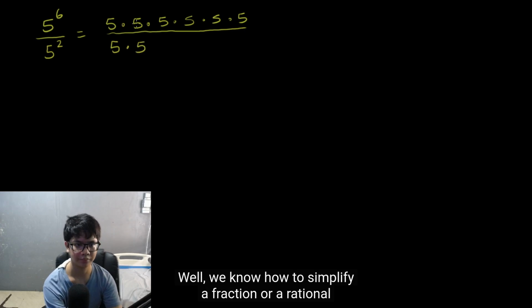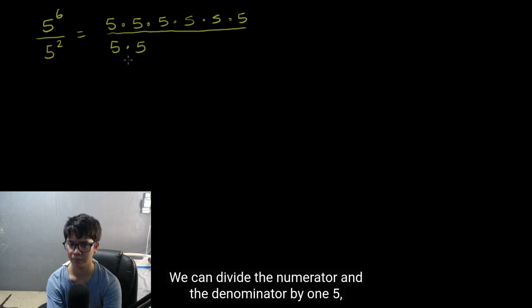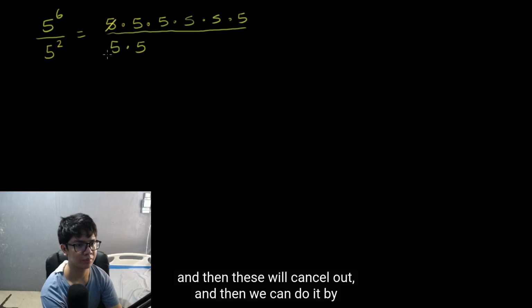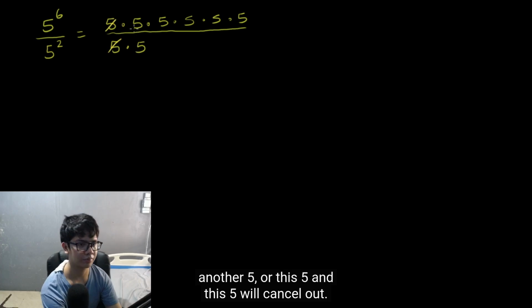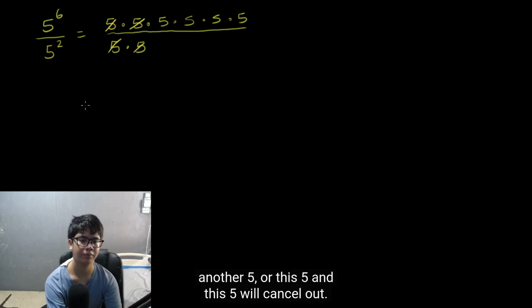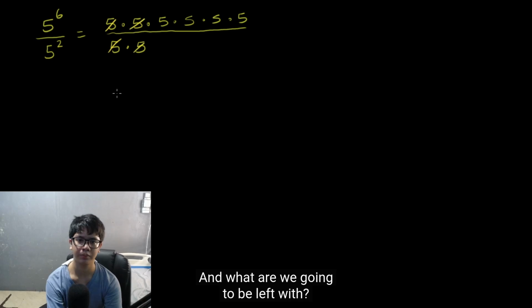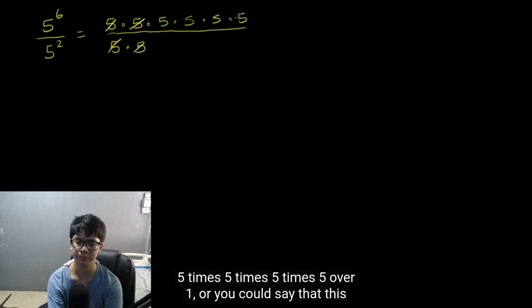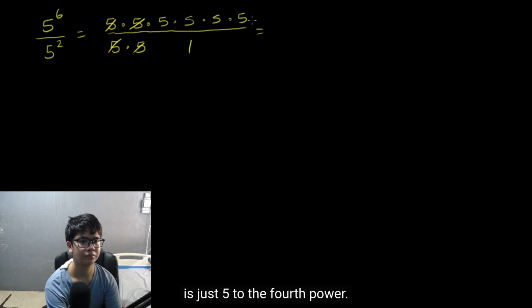Well, we know how to simplify a fraction or a rational expression like this. We can divide the numerator and the denominator by one 5, and then these will cancel out. And then we can do it by another 5, or this 5 and this 5 will cancel out. And what are we going to be left with? 5 times 5 times 5 times 5 over, well, you could say over 1, or you could say that this is just 5 to the 4th power.